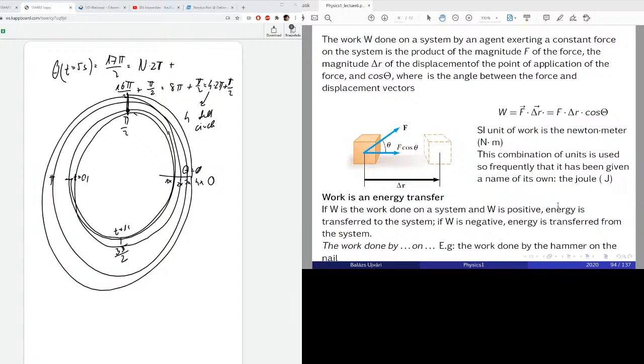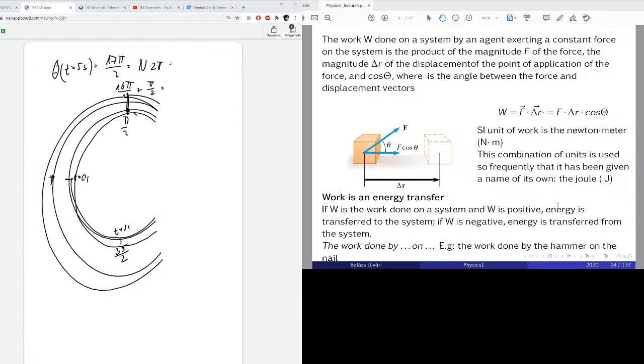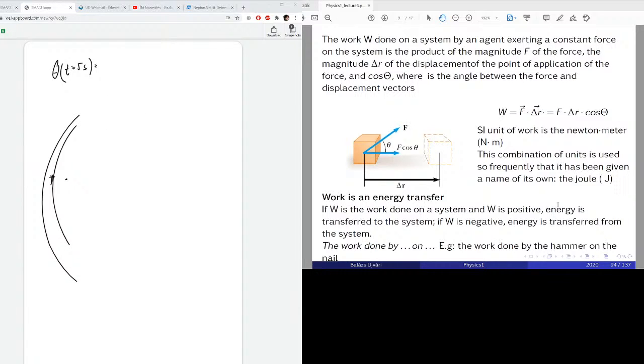You remember the vectorial product. This is the magnitude of the vectors. So you multiply the magnitude of the vectors times cosine alpha, which is the angle between the force and the displacement. So there is a system, in this case this is the box, and there is an external force that comes from the environment.